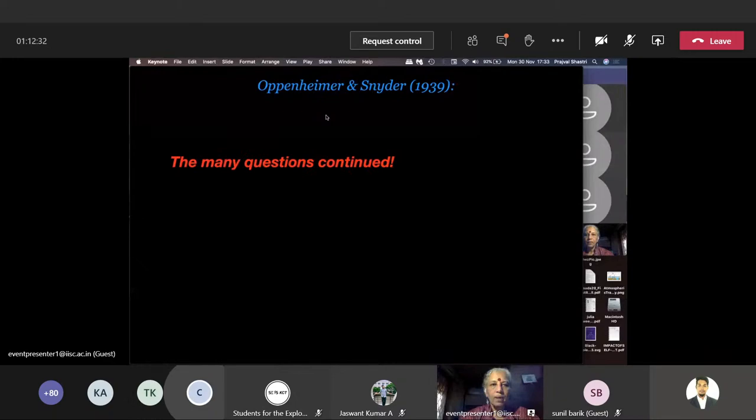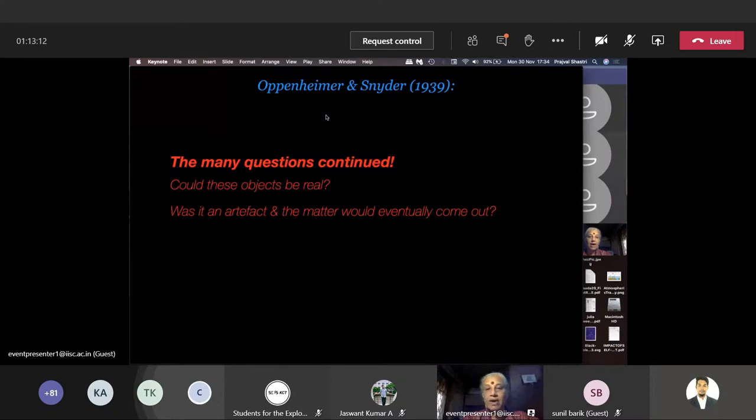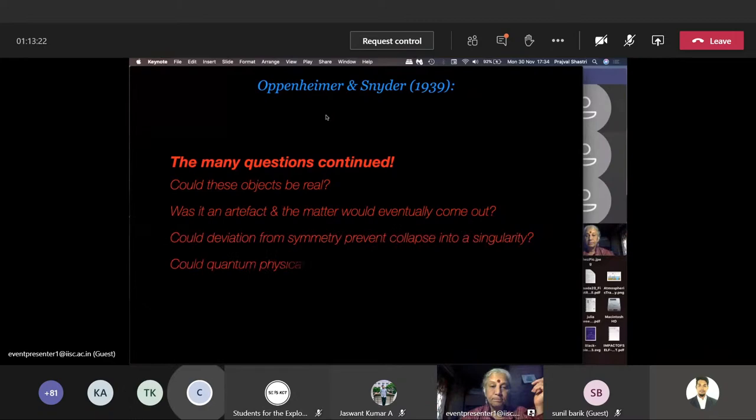Now, even though they were able to show this, the many questions that people had about these singularities still continued, because people still didn't like the idea of a singularity, because the laws of physics essentially break down there. So a singularity basically means that there is a gap in the physical description of the object at hand. There were many questions about this Schwarzschild surface. Could they be real? They are probably not real. Was it just an artifact of the symmetry that was used in the calculations? Would the matter eventually come out if there was some disturbance with that symmetry? Could quantum physical effects prevent that kind of collapse into a singularity? So there were all these questions that were raised.